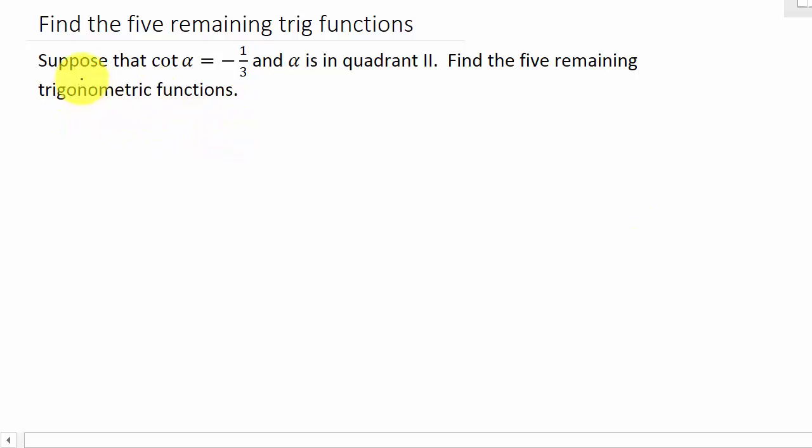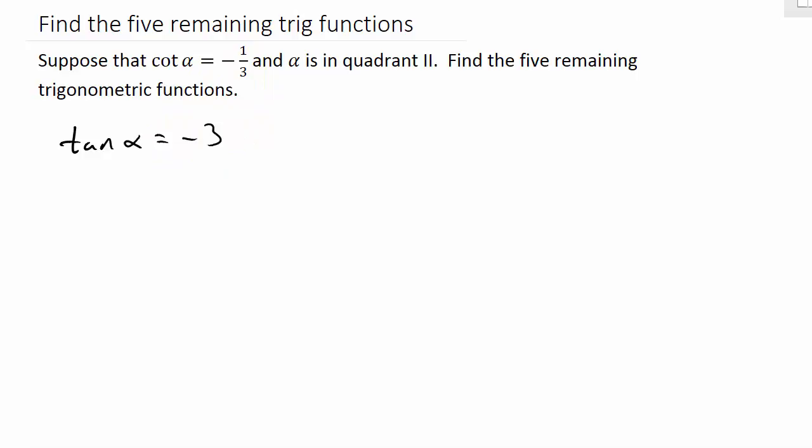So I've got cotangent alpha is negative 1/3, and alpha is in the second quadrant. Let's find the 5 remaining trig functions. Since I know cotangent, I can easily find tangent. Remember, tangent is just the reciprocal of cotangent. So tangent alpha is negative 3.